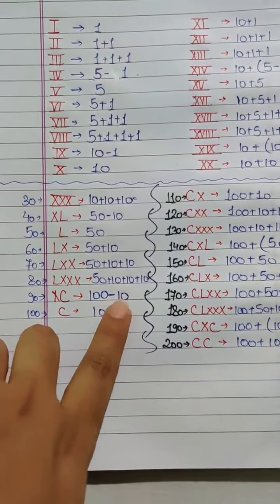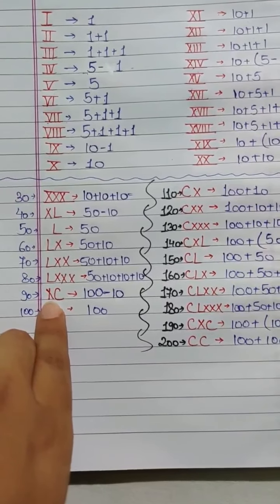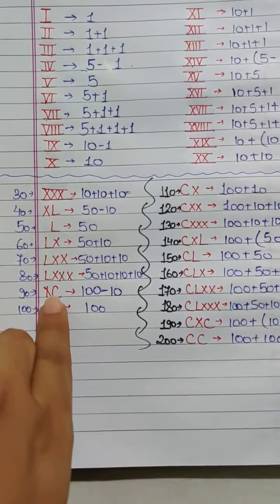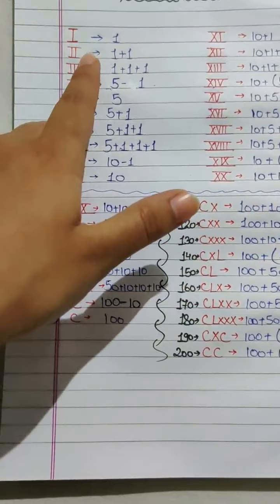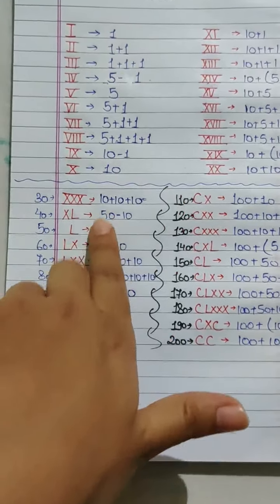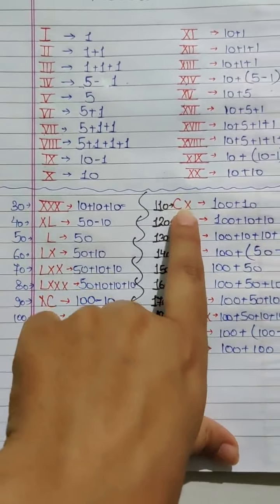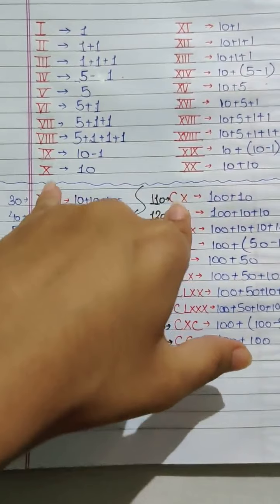So 100 - 10, we have done minus, that means the sign of 10 will be before C. So it is our 90 and this is 100. So you have to learn 1 to 10, then 20, 30, 40, 50, 60, 70, 80, 90, 100. Then after that 100 and 10, the sign of 10 is here.